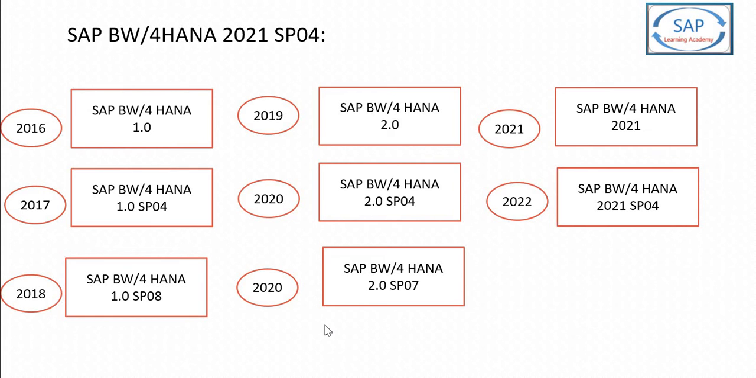In this tutorial, I will be showing you all the SAP BW for HANA releases step by step, like year by year. The first BW for HANA 1.0 was introduced in 2016. You can see it on the left side of the screen.